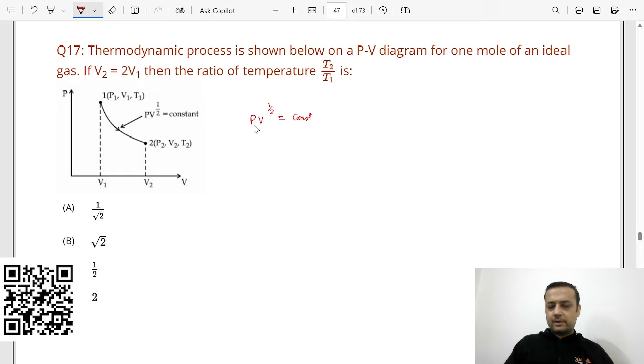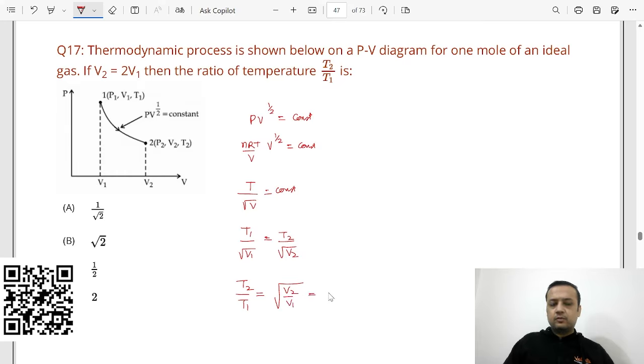So what I can do, I can write pressure as nRT by V, into V to the power half is constant. Now moles anyway will be constant, R will be constant. So we can write this as T upon root V is constant. That means T1 by under root V1 is equal to T2 upon under root V2. Which means T2 by T1 will be equal to under root of V2 by V1. And V2 is 2V1, so this will become root 2. So the answer will be option B.